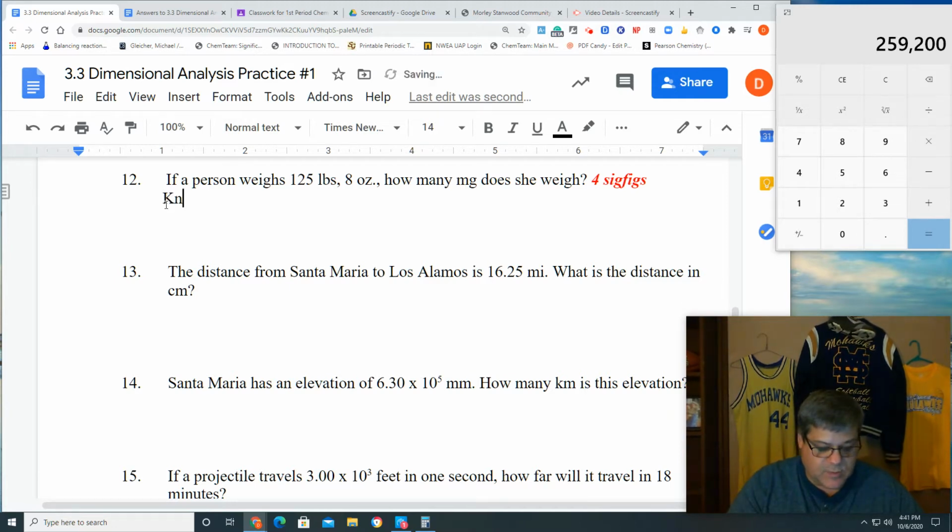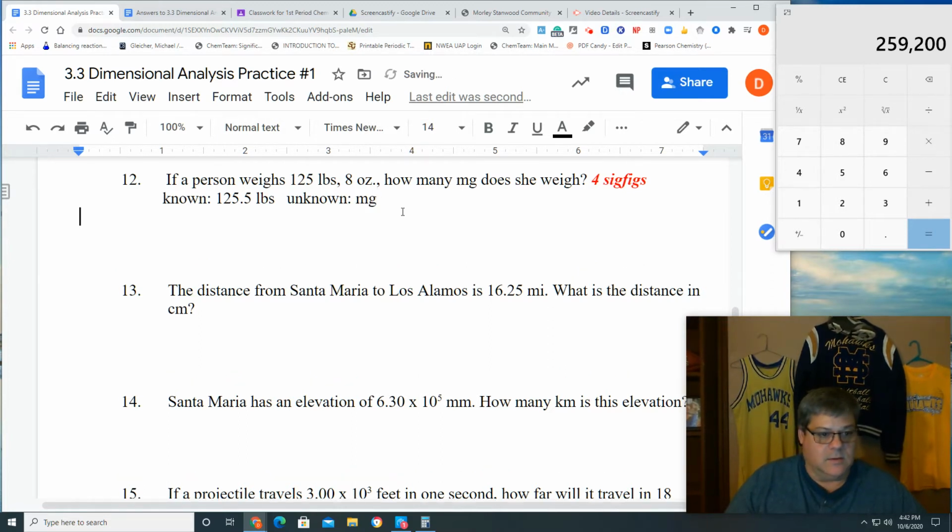So what's the known? Known is 125.5 pounds. Now, how can I do that without any math? Because I know, because I'm an American, that 8 ounces is half a pound. It takes 16 ounces to make a pound. So we're just going to go ahead and do that. That's where I got my 4 significant figures. So what is unknown? Well, what is unknown is how many milligrams there are.